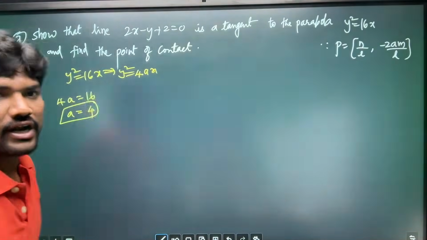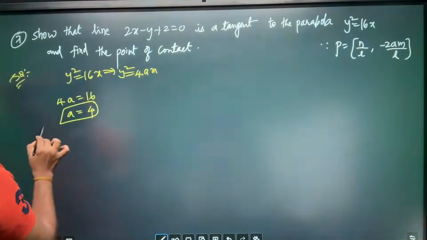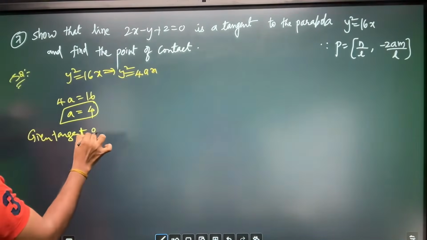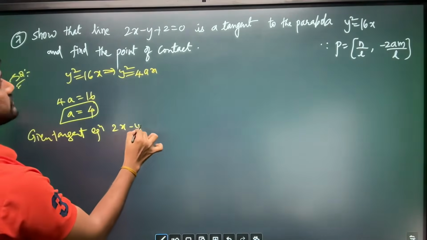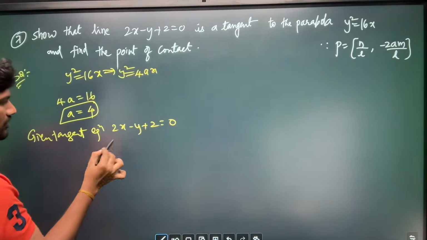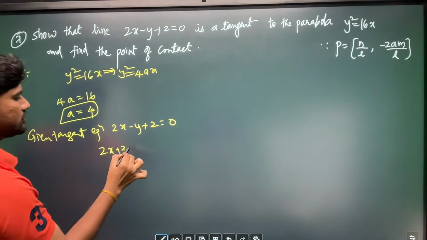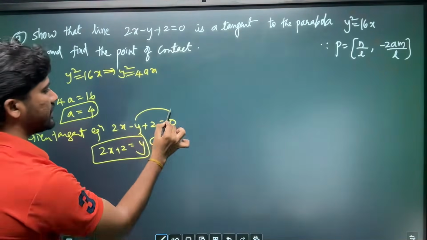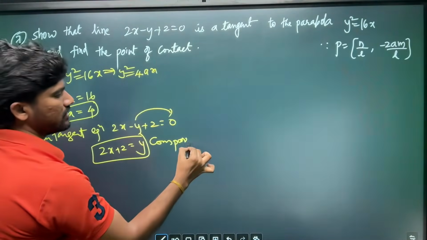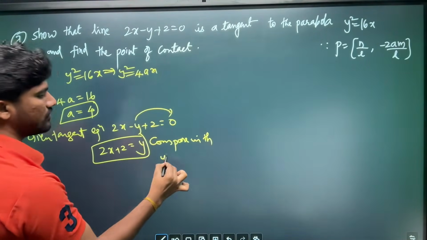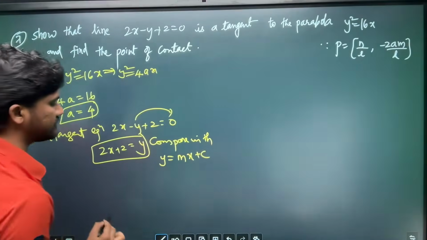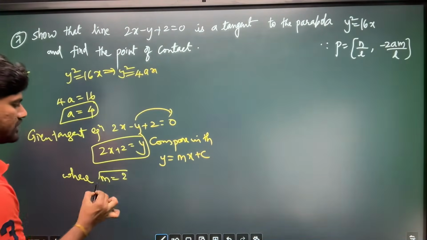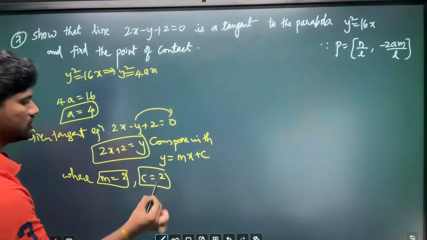Now take that condition. The given tangent equation is 2x minus y plus 2 is equal to 0. So 2x plus 2 is equal to y, taking the minus y to the other side. Compare with the tangent form y is equal to mx plus c, where m is the x coefficient, m is equal to 2, and c is equal to 2.